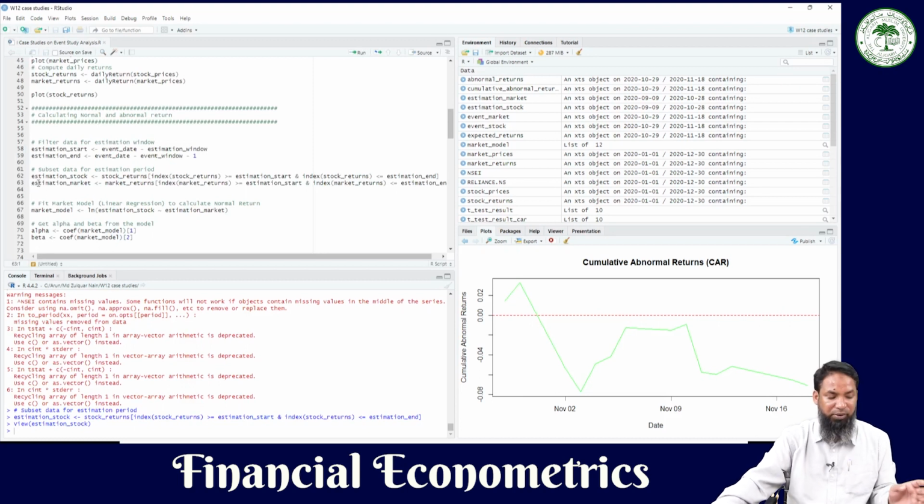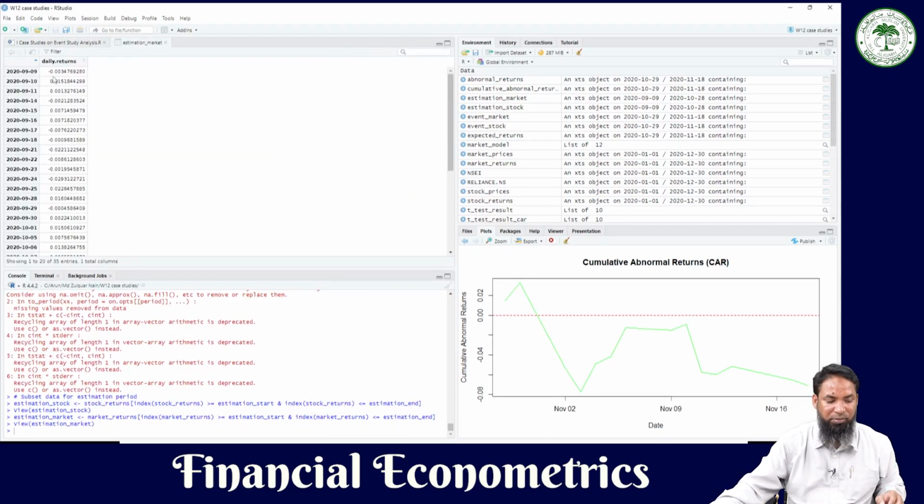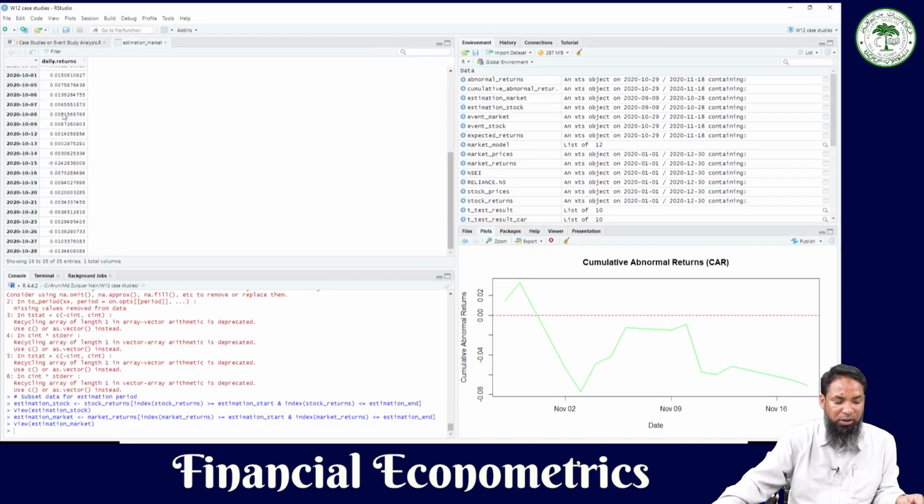Similarly for the market we are creating. So for the market we have created the estimation market. If you see the data here, again it is the same, 19th September 2020 till the 28th. So this is to create the normal return. We have calculated this.